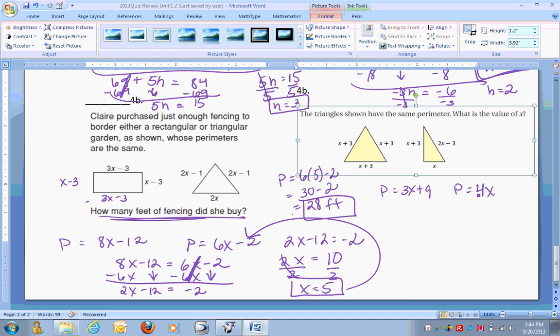So I created my perimeter expressions, and they're the same, so I can set them equal to each other. Now all my constants are already on one side. My 9 is the only constant that I have. So my variables, let's put together. I'm going to subtract 3x from both sides. That creates a 0 pair. So 9 equals 4x minus 3x, which is x. So x equals 9. Okay, so that's solving variables on both sides.